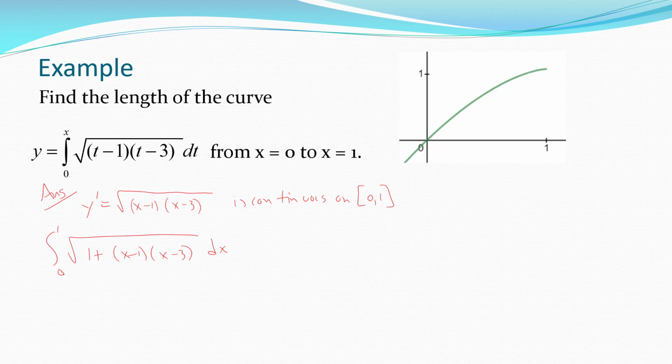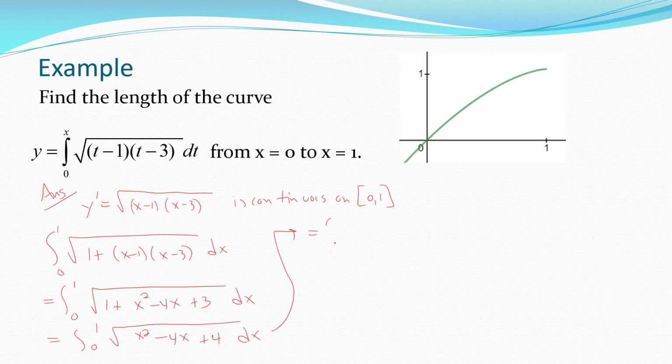Now there's no simple substitution that's going to save us this time, so I'll use the second technique I showed you. I'm going to just multiply it completely out and just hope that the inside is a perfect square. That way the square and the square root just cancel. So if you just go ahead and distribute through, this will give you from 0 to 1 of the square root of 1 plus x squared minus 4x plus 3 dx. And that, of course, equals the integration from 0 to 1 of the square root of x squared minus 4x plus 4 dx.